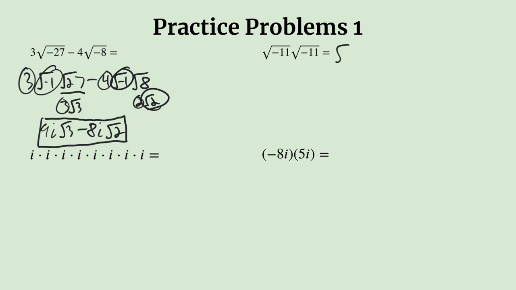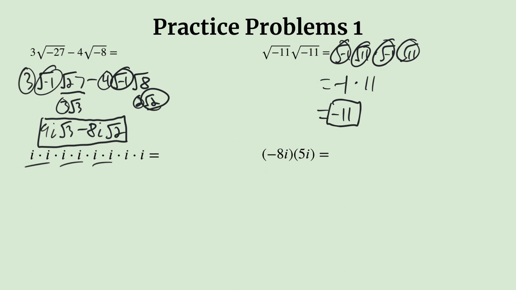We'd have negative 1 square root of 11 times square root of negative 1 square root of 11. So this times this would become negative 1. This times this would become 11. So we get negative 11.